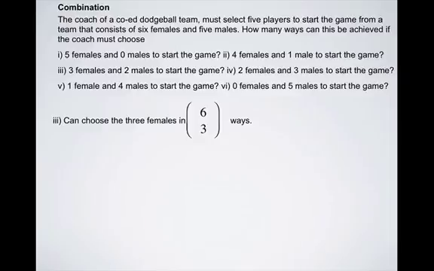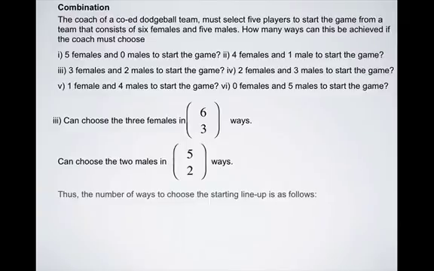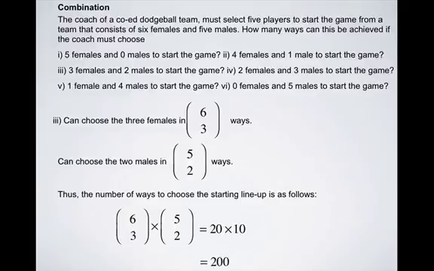So next, choosing 3 females and 2 males, there are 6 choose 3 ways to choose the 3 females, and 5 choose 2 ways to choose the 2 males. And so then that works out to be 6 choose 3 times 5 choose 2, and these are combinations again. And so this is 20 times 10, which is 200 ways that you could choose a starting lineup with 3 females and 2 males.